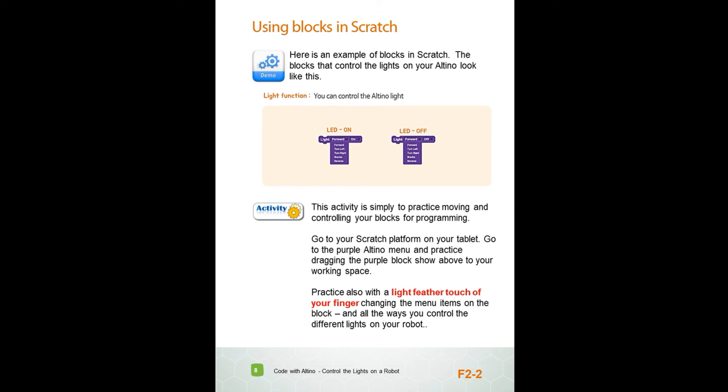So here is an example of the second module, controlling the lights on a robot, of how the students can use blocks in Scratch. Now I've already shown you how to do it and you've already had a go of it. But here is an example of the type of content that's in the menu. So this is basically showing them LED on, LED off with their different lights, and this is to get your students practicing moving and controlling the blocks and getting them to do what you've just done. Practicing with a light feather touch of their finger, changing the menu items on the block, and all the ways you can control the different lights on your robot.